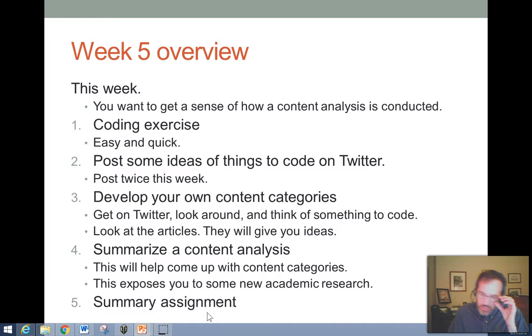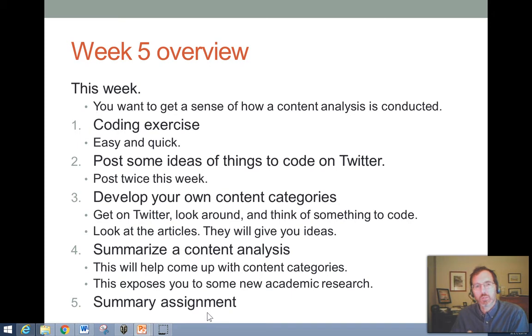So this week you need to get some sort of sense of how content analysis is conducted. That's our topic, the method of content analysis. So we have a variety of things we're going to do. First is you've got a little coding exercise, which is easy and quick. You can zip right through it and begin to get a sense of how you draft coding categories and how you code media content.